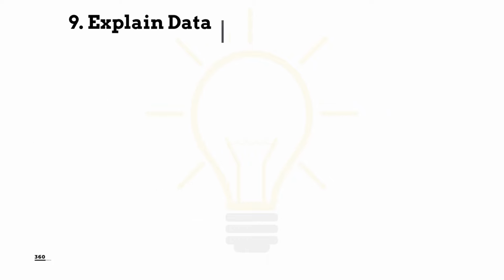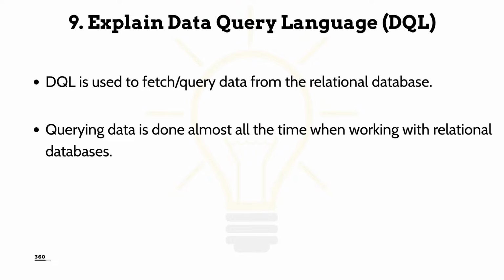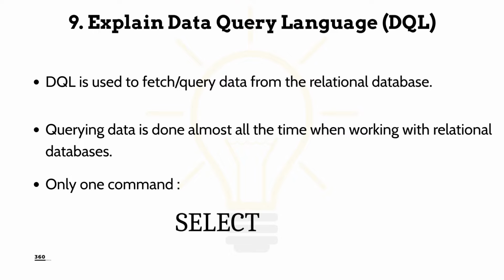The fifth and final SQL language is DQL, Data Query Language. DQL is used to fetch data or query the data from the relational database. Querying data is one of the most performed actions in relational databases, and the good news is, there is only one command. Select.